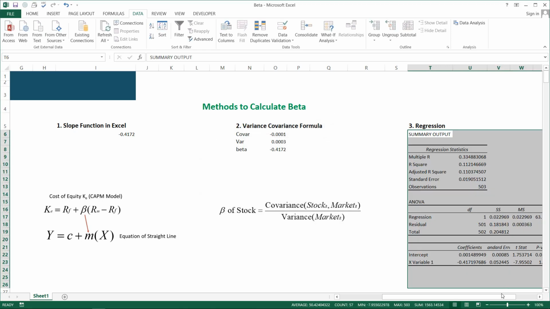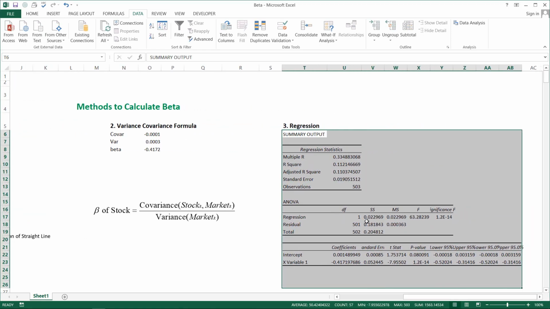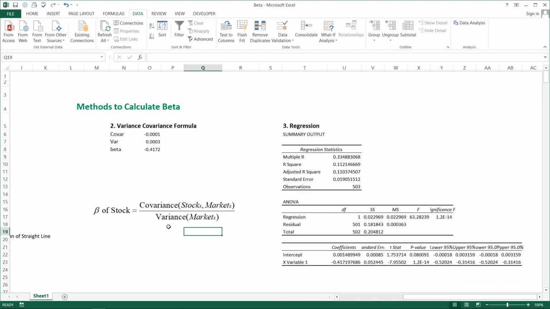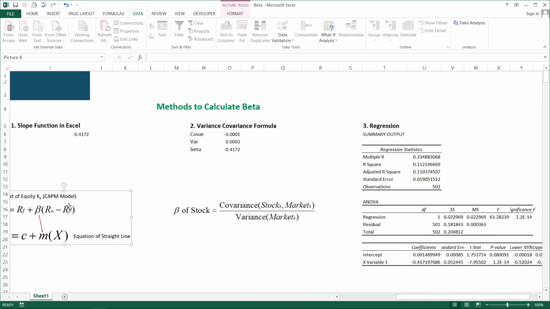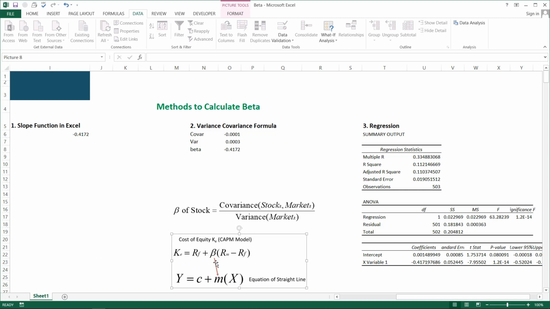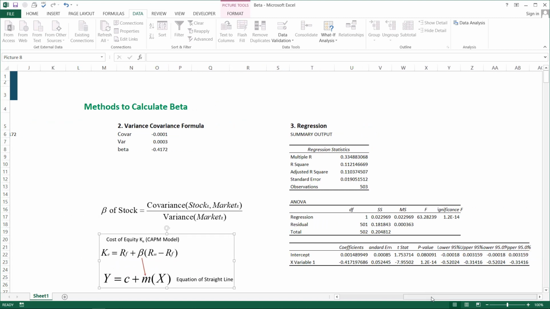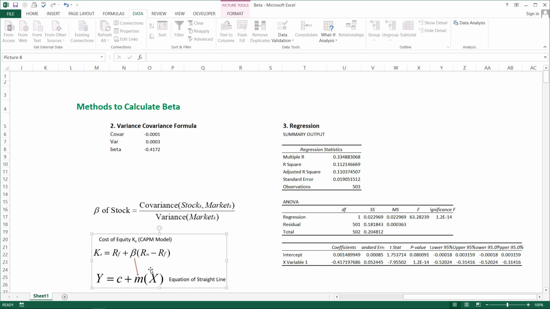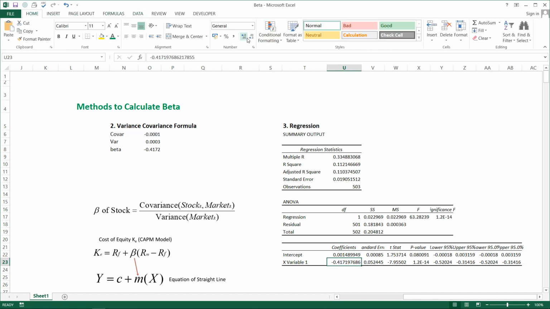The regression gives a lot of information, but let's limit ourselves to beta here. But where is beta? Come back to the same equation of cost of equity, KE equals RF plus beta into RM minus RF. And we know the equation of a straight line, y equals C plus mx. Again we can see that beta is m, that is, the coefficient of x. So beta is the coefficient of x, and this is the x variable, and this is the coefficient column. So this is our beta, equal to minus 0.4172.